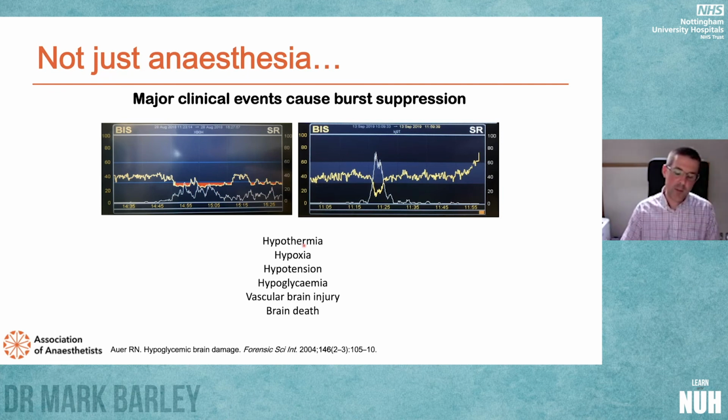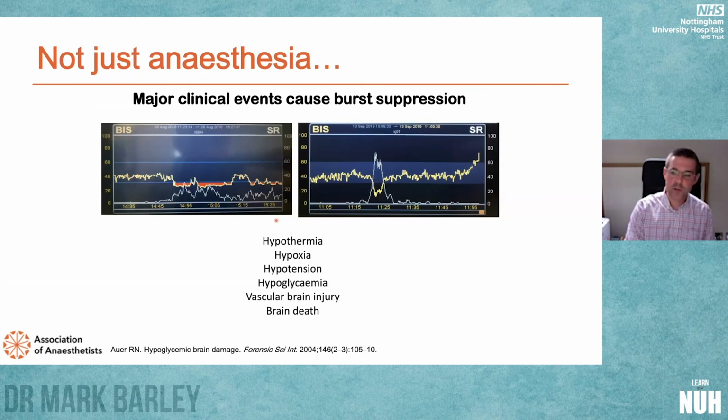But of course, hypothermia, as seen in cardiac deep hypothermic circulatory arrest, will cause burst suppression. Hypoxemia, hypotension, hypoglycemia, blood glucose less than 1.5, will lead to burst suppression. Vascular brain injury, and of course brain death, all cause burst suppression. Do our anaesthetic agents suppress the brain equally though?